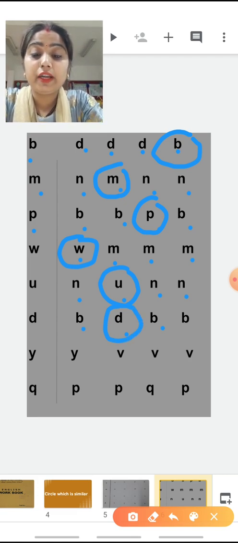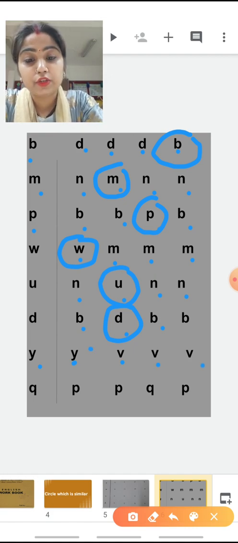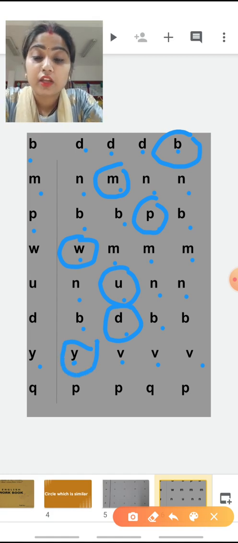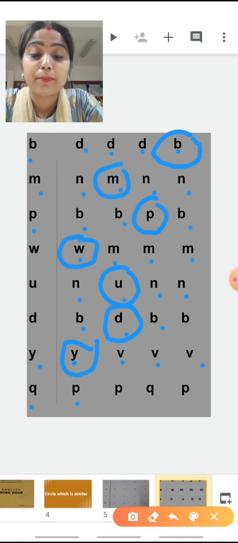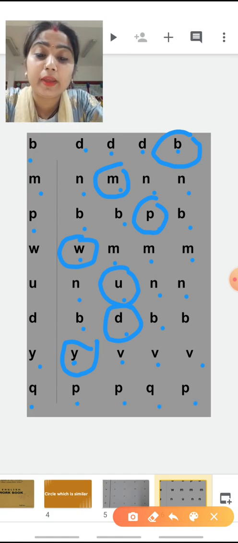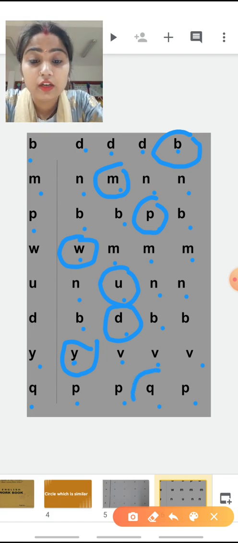Now the alphabet given is Y and the alphabets given here are Y, V. So which is similar? Y is similar to Y. So we have circled Y. Okay. Now the last is Q. Now alphabets given are P, P, Q, P. Now which one we will circle? Yes, we will circle Q.